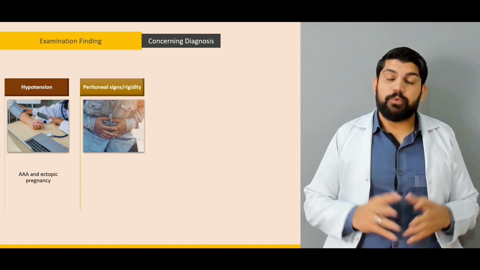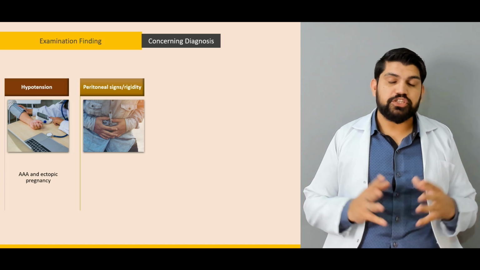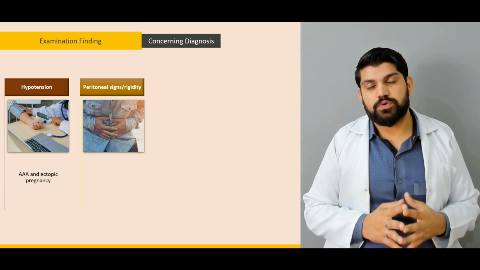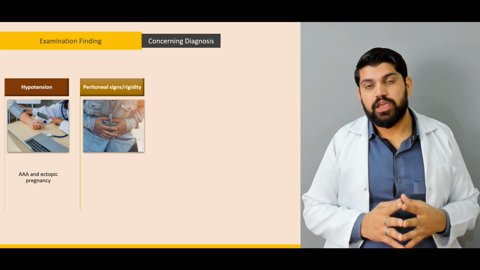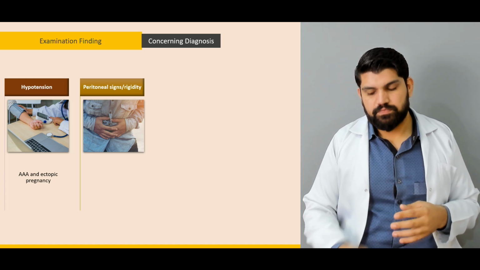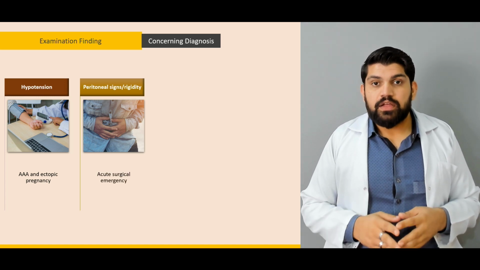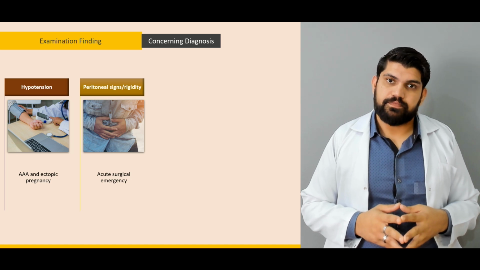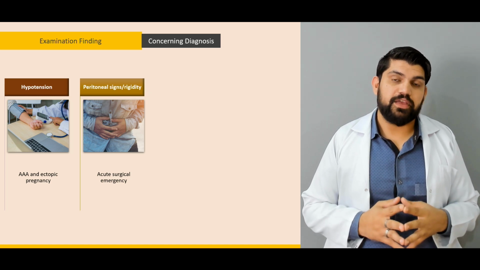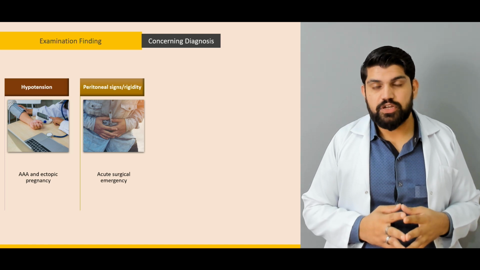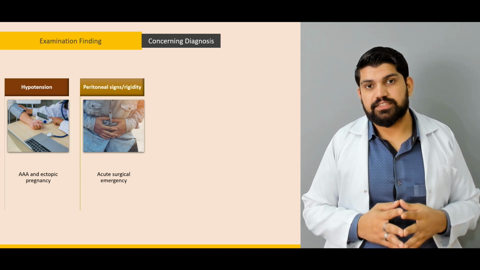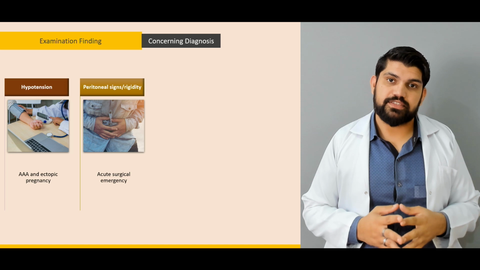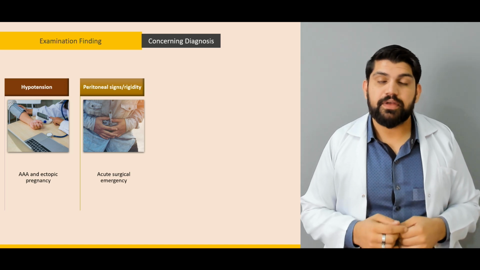Peritoneal signs, board-like rigidity. Patient won't let you touch his or her abdomen. He will feel pain. That's an acute surgical emergency. He or she might have intestinal perforation, or peritonitis, or severe appendicitis, or pancreatitis.